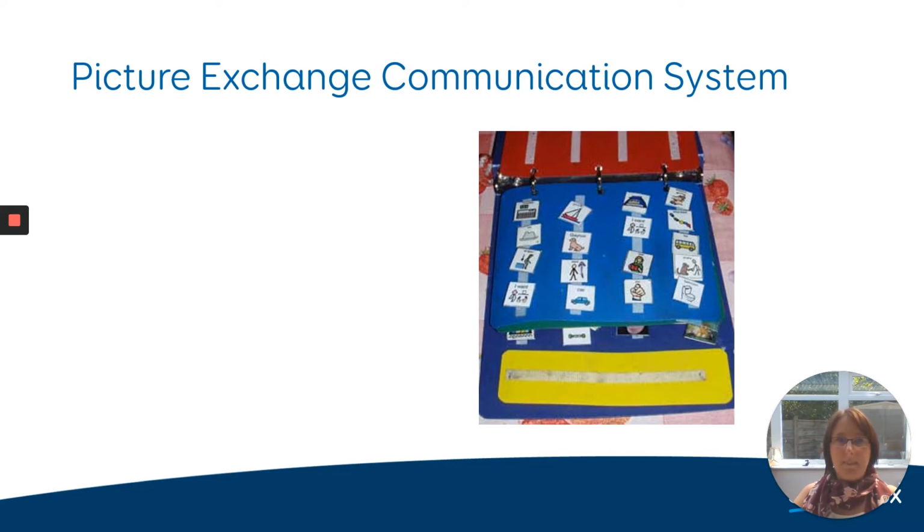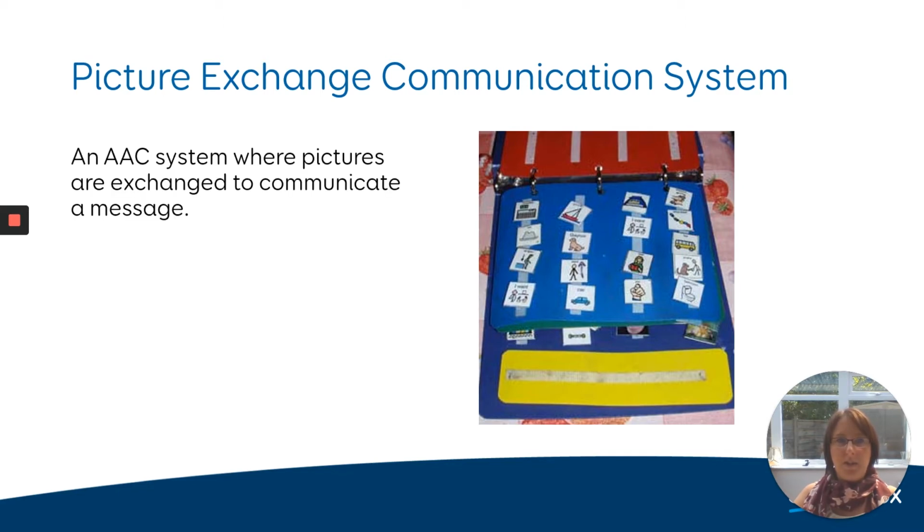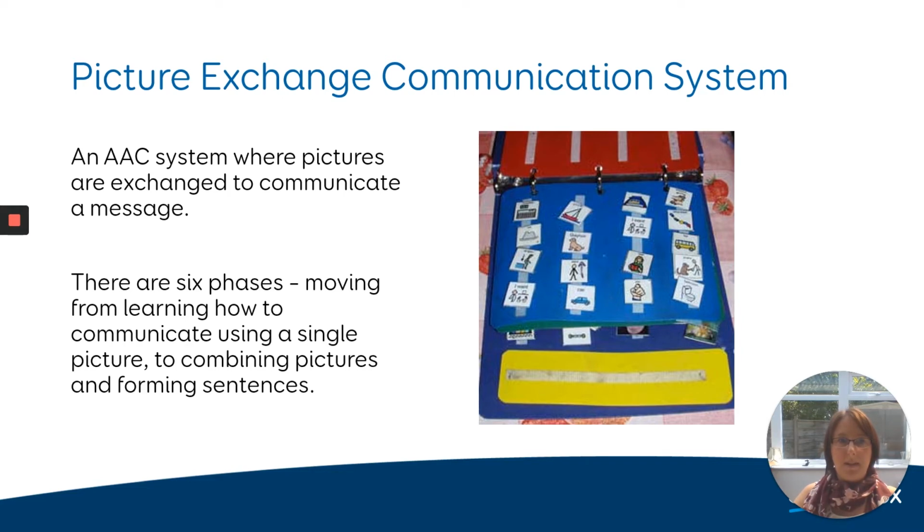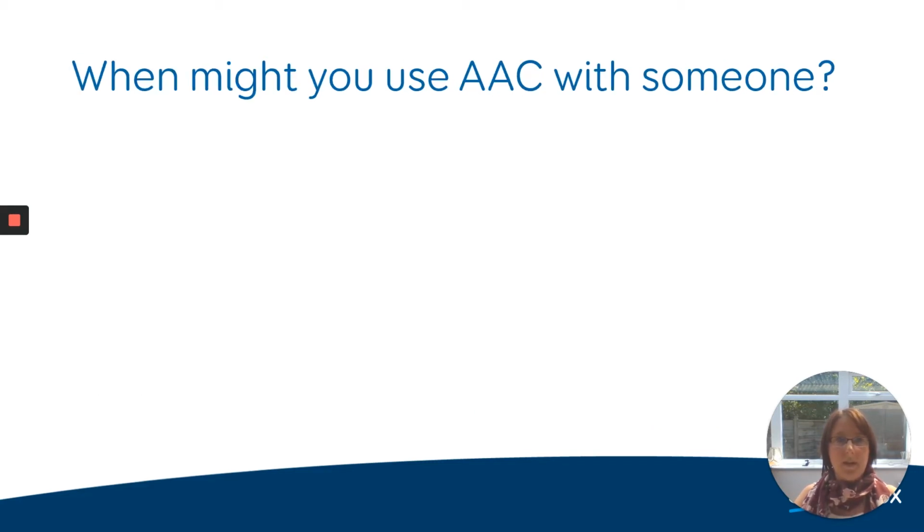So PECS is a picture exchange communication system, and this is where pictures are exchanged to communicate a message. There are 6 phases, moving from learning how to communicate using a single picture to combining pictures and forming sentences. PECS provides an excellent starting strategy which teaches the individual to seek out a communication partner and to be consistent in gaining their attention. So when might you use AAC with someone?